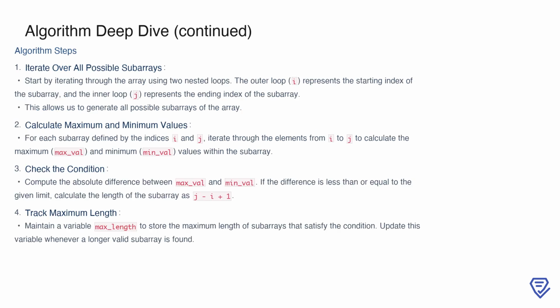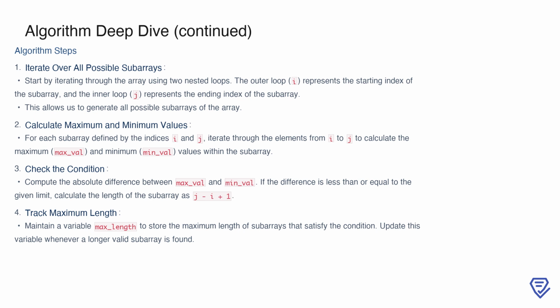To implement the brute force approach, we begin by iterating over all possible subarrays of the input array. This is done using two nested loops. The outer loop sets the starting index of the subarray, and the inner loop determines the ending index. Once a subarray is defined, we calculate its maximum and minimum values by iterating through the elements between the start and end indices. With these values, we compute the absolute difference.